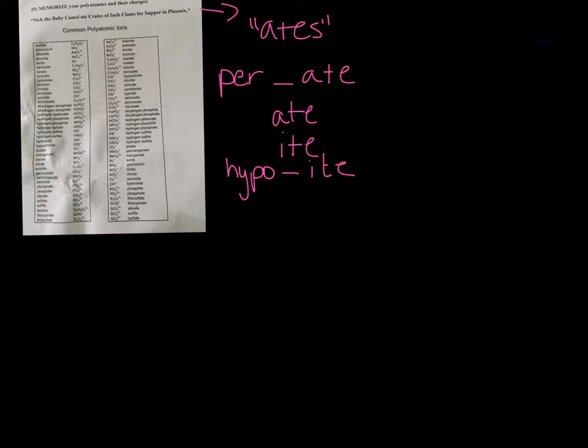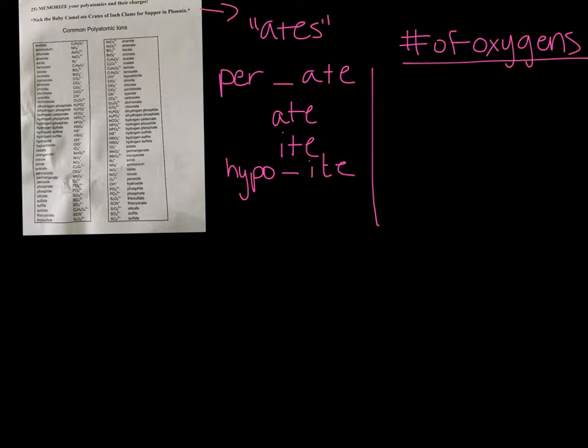And so what this does is this is your number of oxygens. There is no set number; not all the per-ates have 4 oxygens. That's not something that you can rely on, which is why this gets so frustrating. So what it means is the number of oxygens. Let's just say for my -ate, I had 3 oxygens. My per-something-ate would have 4, this would have 2, this would have 1.